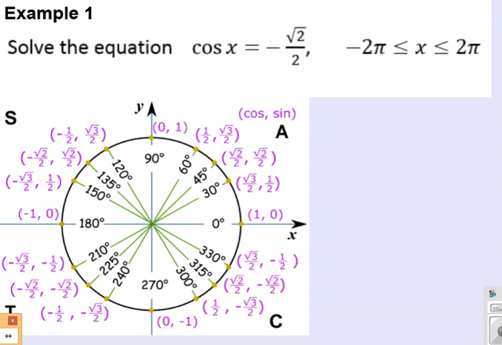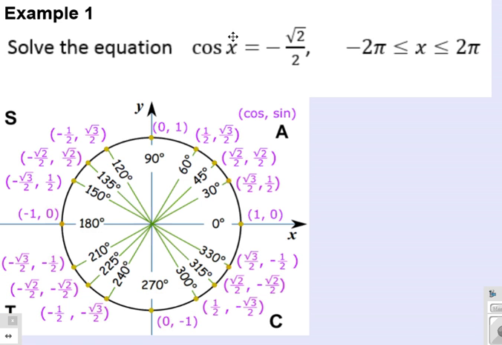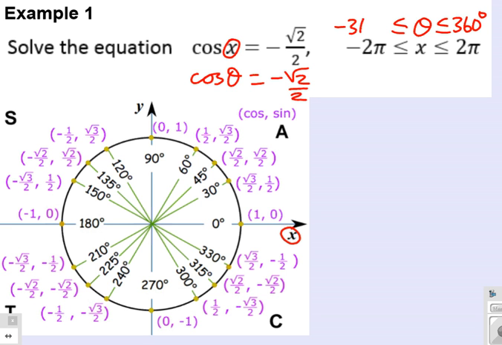Don't be confused by the equation. We have x here. We also have an x-axis. If we think of it as cosine theta is minus root 2 over 2, and if we think of the domain as this, it will give us a start. Okay, so cosine is negative.